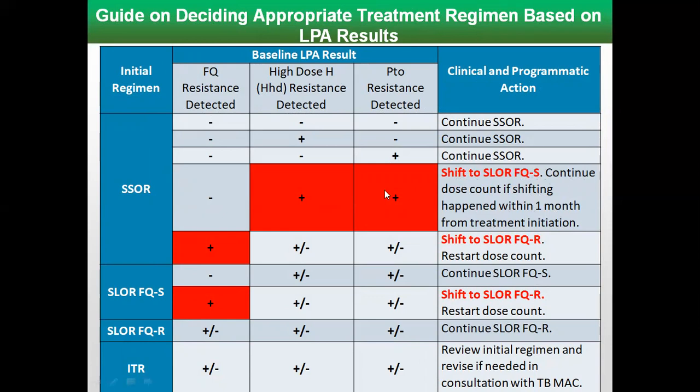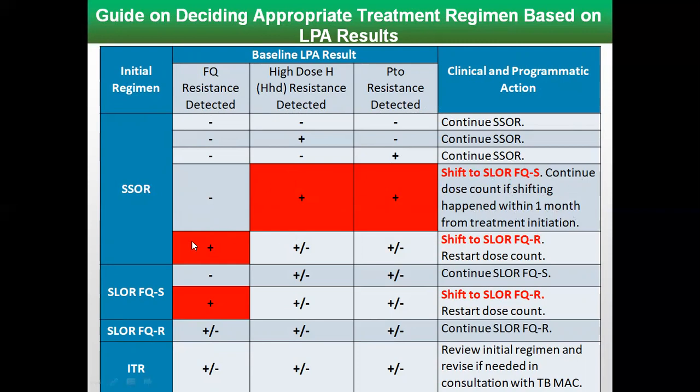No? Like for example, naka-SSOR pa siya. Nasa 3rd week pa lang siya ng SSOR niya. And then nakita niyo tong pattern na to. So what you do, shift niyo yung regimen niya to slower FQS and then i-continue niyo lang yung counting. So meaning nasa 4th week na siya ng kanyang treatment. If less than 1 month.